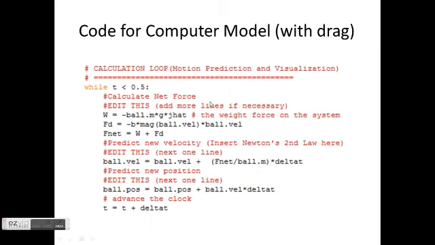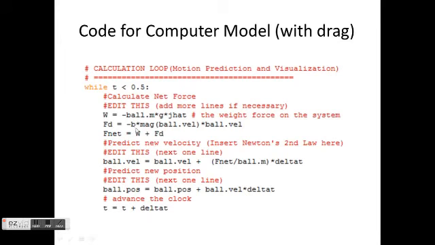Now let's look at the computer code for the model that includes the drag force, or the air resistance, on the ball. The only thing we changed was that we made F net equal to W plus Fd, and Fd, the drag force, we specified as negative b times the magnitude of the ball velocity times the ball velocity. This is a model for the drag force called turbulent drag, and it is a useful way to account for the air resistance or drag force on the ball.